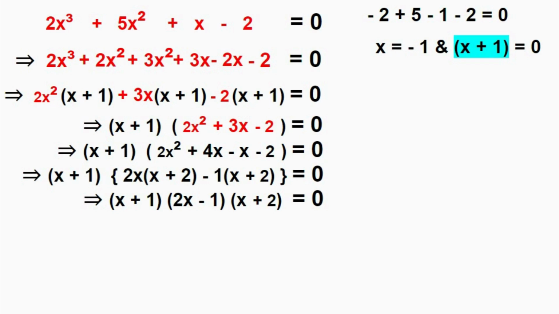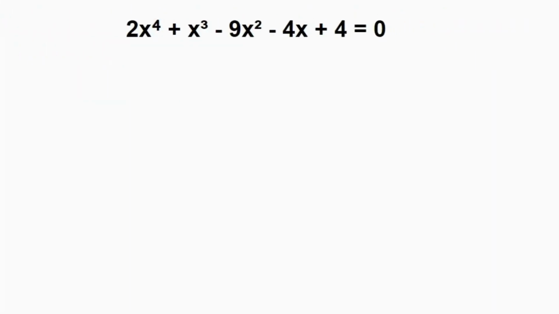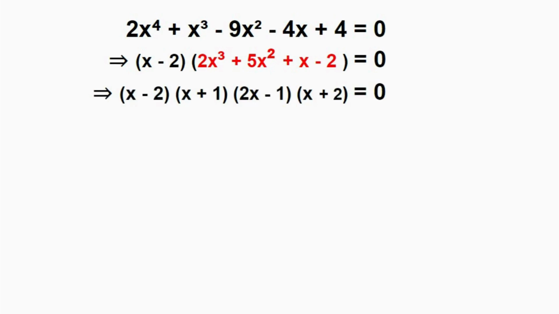We have almost solved it. Let's see the final part. Here, the equation, 2x^4 + x^3 - 9x^2 - 4x + 4 = 0. And earlier we got (x - 2)(2x^3 + 5x^2 + x - 2) = 0. And, (x - 2)(x + 1)(2x - 1)(x + 2) = 0.